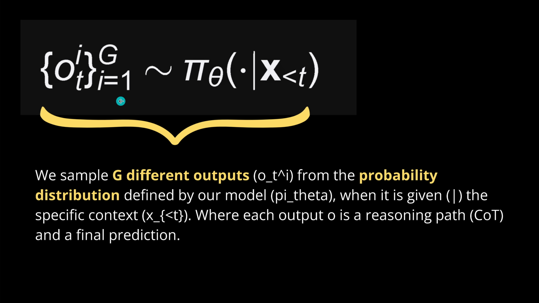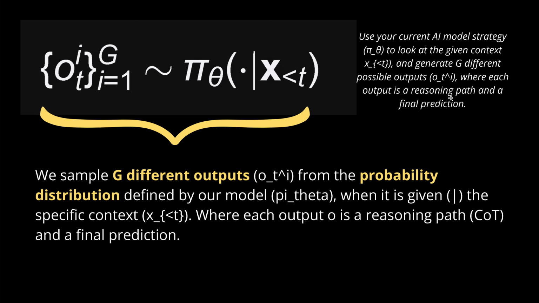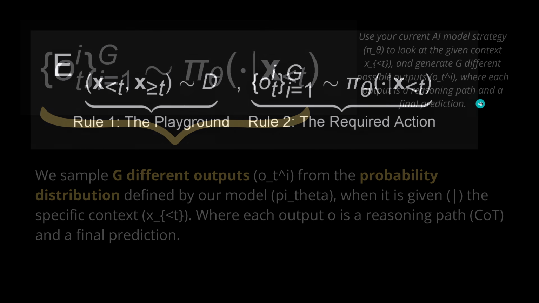And this is simply the mathematical notation. Everybody that understands the theory will tell you, this is the mathematical notation. And this is the way how you then code in Python or C++ or whatever you prefer. So you could say now, we use our current AI model, the policy pi theta, to look at a given context X before the time period T, and generate G different possible outcomes O, where each output here is a reasoning path and a final prediction. So you see, we create something completely new. It is not anymore just a simple probability distribution, but we have complete reasoning paths.